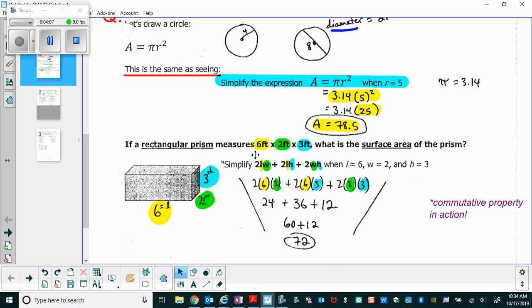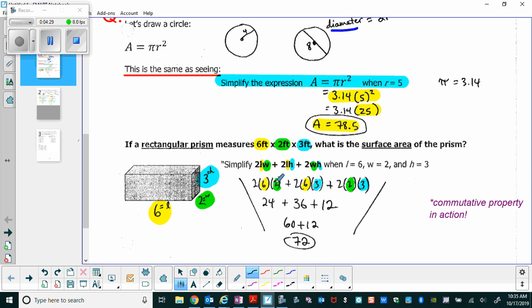But again, I just want to point out that in our new unit, what you're going to be seeing is simplify, and it'll give you an algebraic expression, and it'll tell you what numbers to plug in. And all you have to do is plug in the numbers for the variable, and then you're using PEMDAS to simplify.